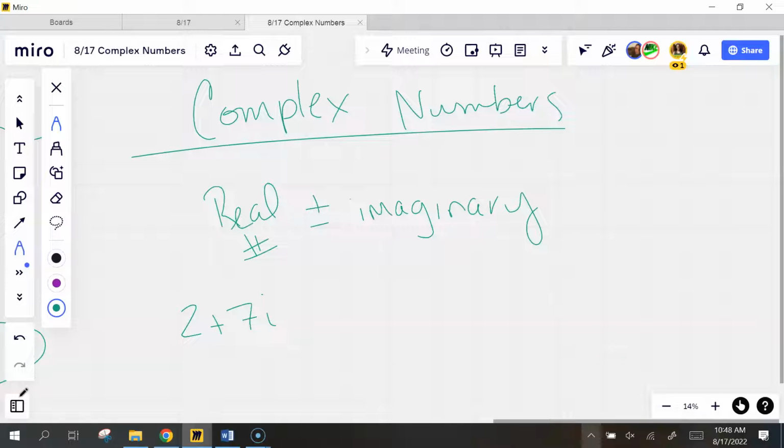That is a complex number. It has a real number part and an imaginary number part. In standard form, this is exactly the way we write it. We put the real number first, the imaginary number comes second. 10 minus 4i. Again, a complex number. Not a hard concept there, right? Everybody okay?